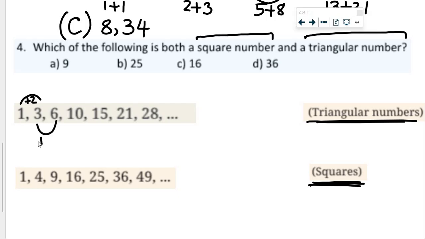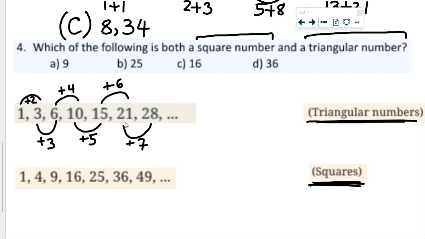3 to 6, add 3. 6 to 10, add 4. 10 to 15, add 5. 15 to 21, add 6. 21 to 28, add 7. So can you see the pattern? Plus 2, plus 4, plus 6. Down, plus 3, plus 5, plus 7. So it's like up, even numbers, 2, 4, 6. Down, 3, 5, 7.